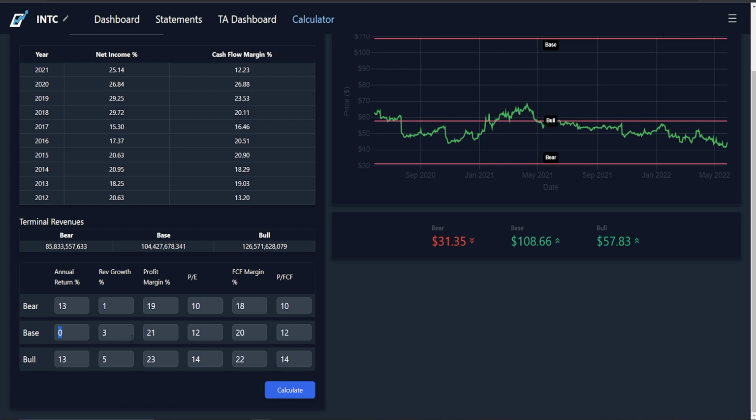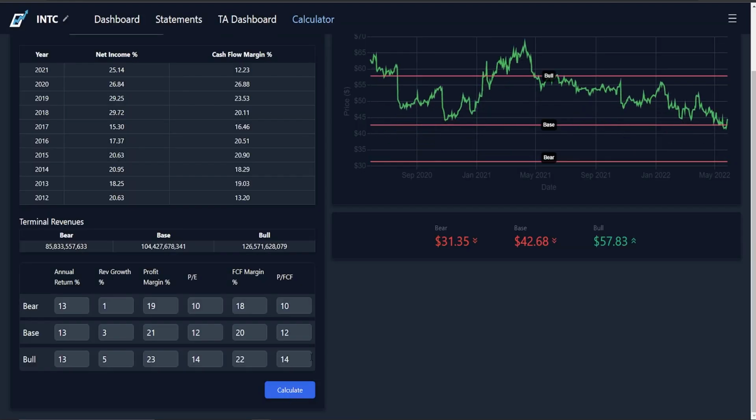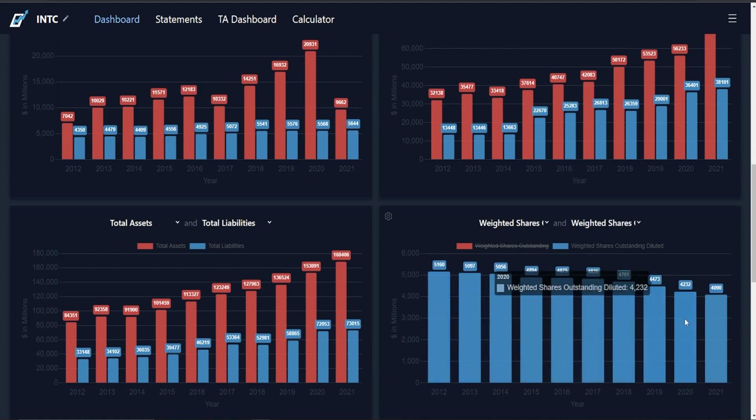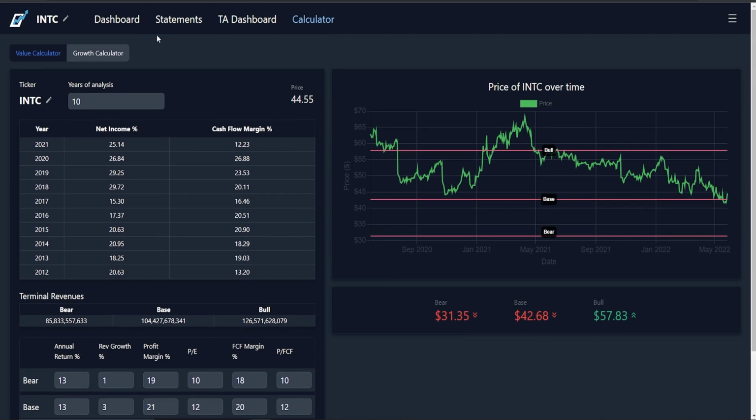Right. One thing to keep in mind is that Intel buys back a ton of shares. So really, this could be even more conservative than it should be, because they buy back a ton of shares, and that will help drive up the price too, because their EPS will grow from that automatically, even if their earnings don't.